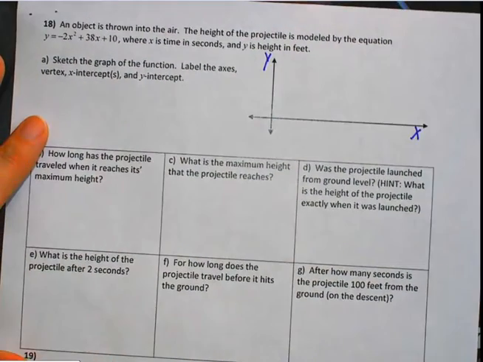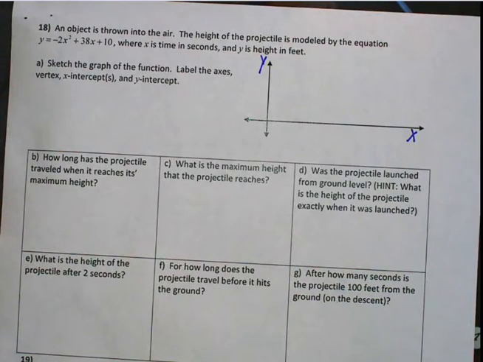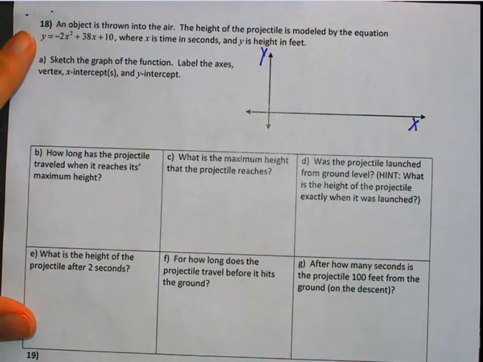Okay, this is a quadratic application. It says an object is thrown in the air. The height of the projectile is modeled by the equation y equals -2x squared plus 38x plus 10, where x is the time in seconds and y is the height.